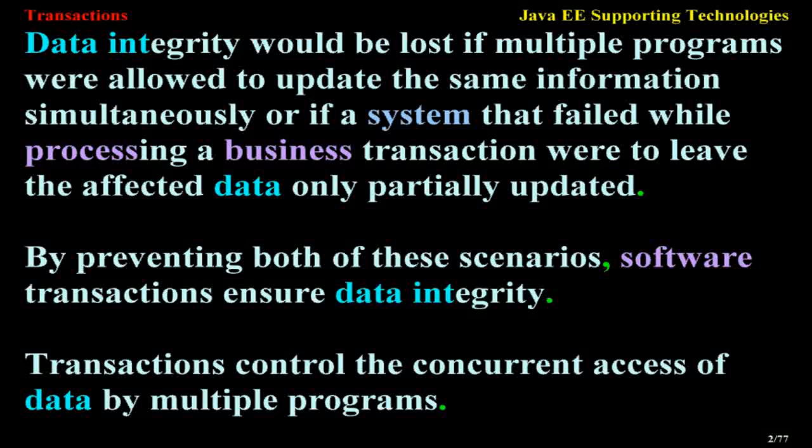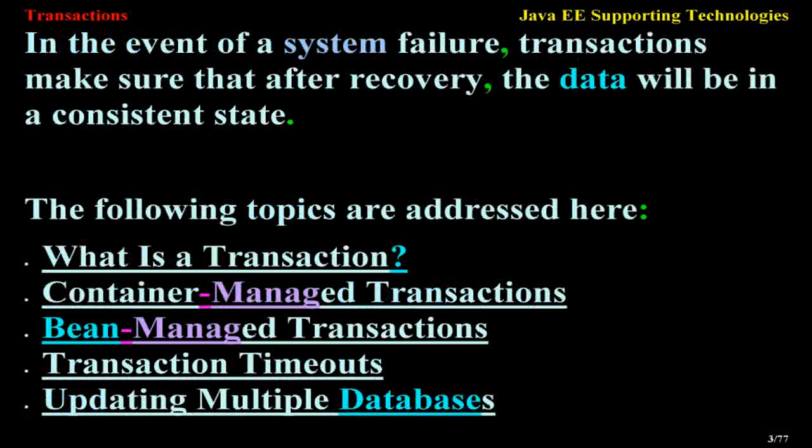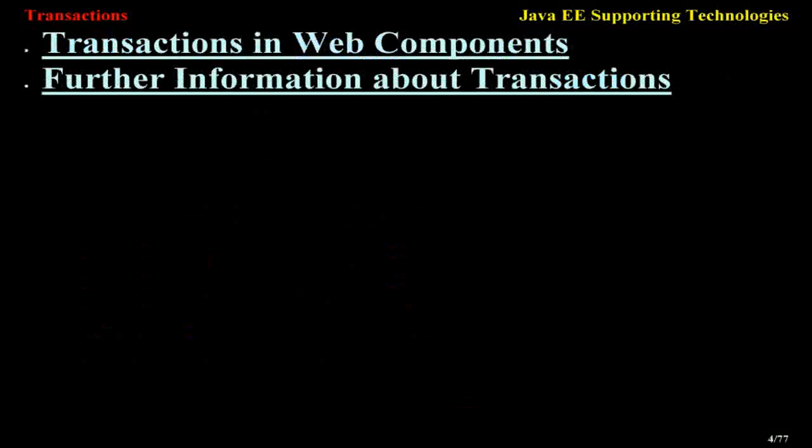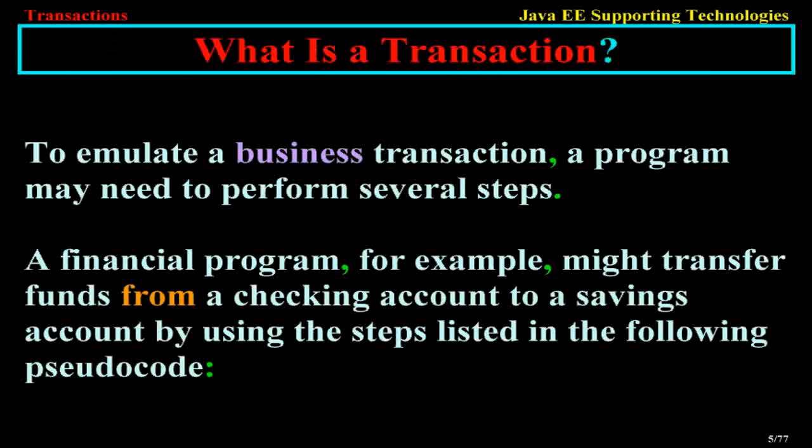Transactions control the concurrent access of data by multiple programs. In the event of a system failure, transactions make sure that after recovery, the data will be in a consistent state. The following topics are addressed here. What is a transaction? Container-managed transactions, bean-managed transactions, transaction timeouts, updating multiple databases, transactions in web components. Further information about transactions.